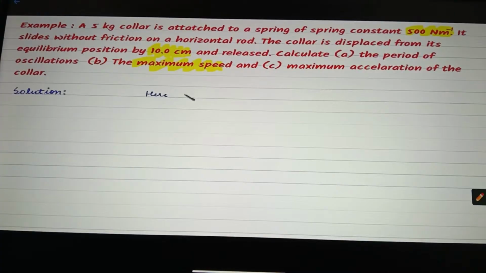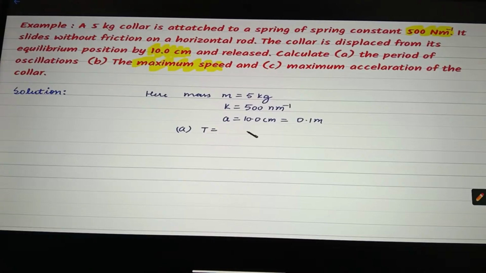Here, mass small m is equal to 5 kg and the spring constant is given as 500 Newton per meter, and the maximum displacement, that means amplitude A, is given as 10.0 centimeters. So we can always convert this into meters. That will be 0.1 meters. So let's see what we have to find. Let's take part A. In part A, we have to find the time period.